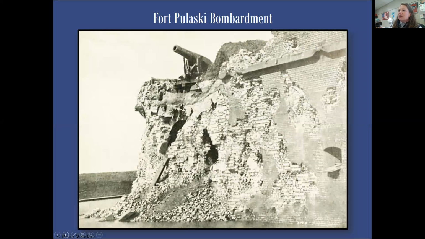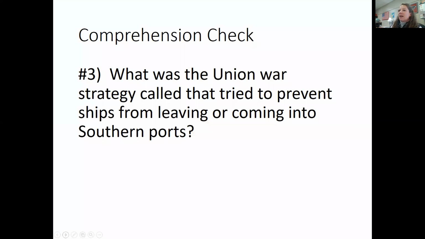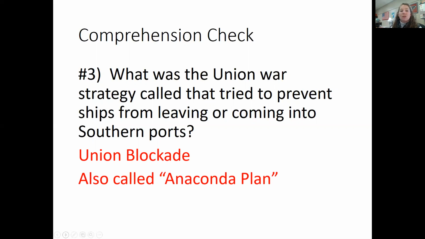Some more pictures. The walls, part of the walls were destroyed by cannons. All right, so what was the Union war strategy called that tried to prevent ships from leaving or coming into southern ports? It was called Union Blockade. Another nickname was Anaconda Plan.